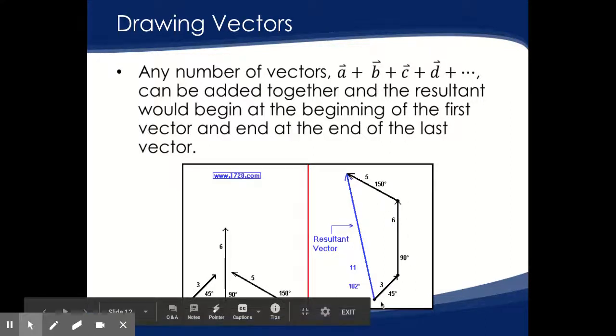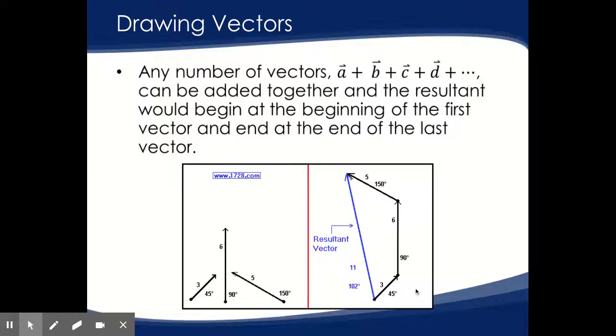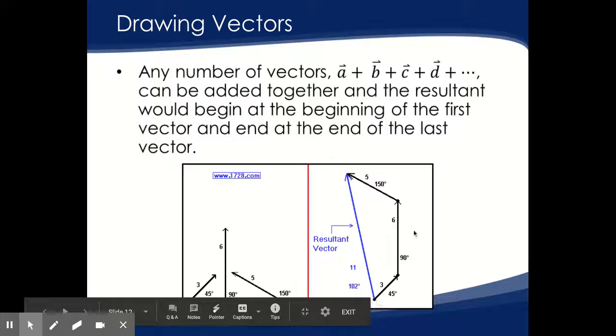And then when you're done, you connect the head to the tail. Okay, does that make sense, hopefully? So no matter how many vector pieces you have, you're always going to have a resultant vector that connects the head where you actually started to the tail at the very end. So everything is always head to tail, head to tail.